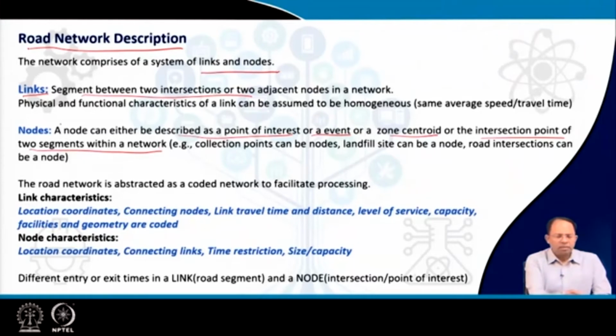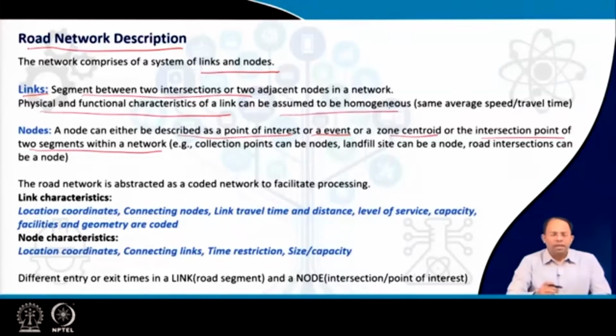So coming back to links, physical and functional characteristics of the link can be assumed to be homogeneous. That means if I have a very long road, and one part of the road is 2 lanes, whereas the other part of the road is 6 lanes, in that case, I will consider them as 2 separate links. So usually a link is designed in such a way that we can assume it to be homogeneous in terms of the average speed or travel time along that particular link. Similarly, in the case of nodes, as we have discussed, this could be a point of interest or an intersection. So we have to decide which is a node and which part would be the links first, and we have to convert a road network into a link-node diagram.